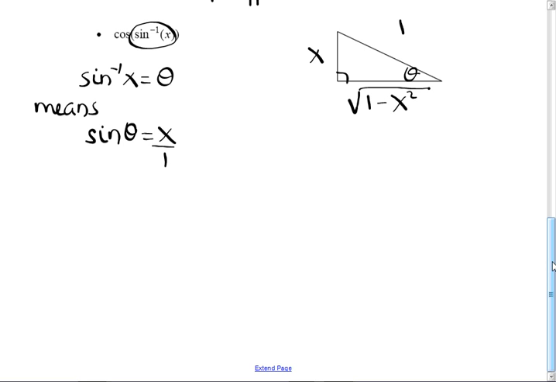So now, Alexi, what is the cosine of my angle? Look at the picture. What's the cosine of this angle? Cosine is the adjacent over the hypotenuse. Yep.